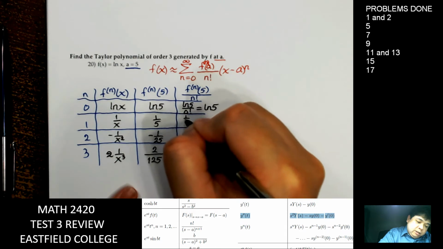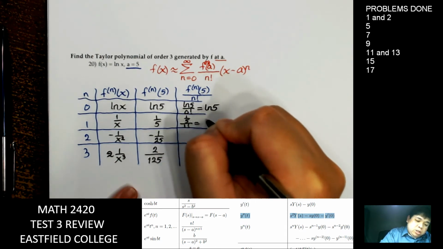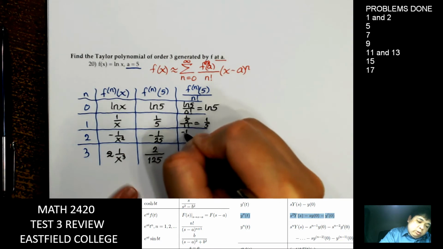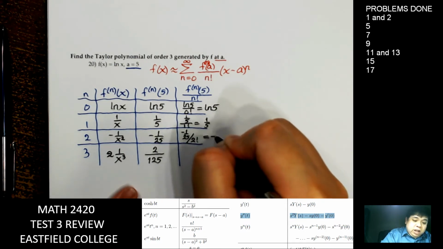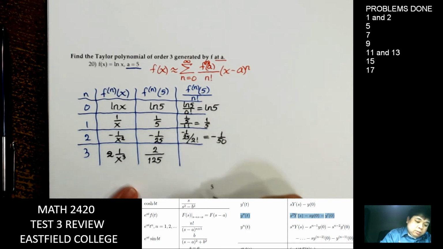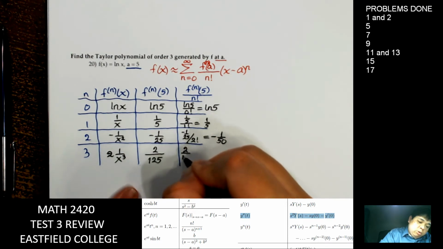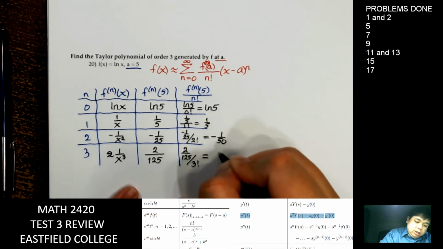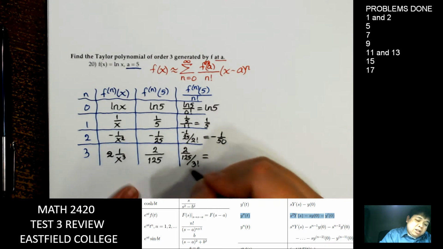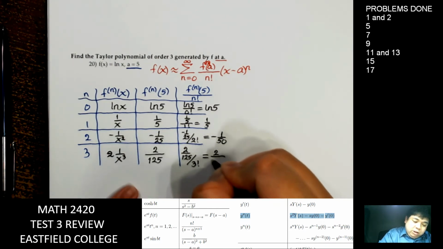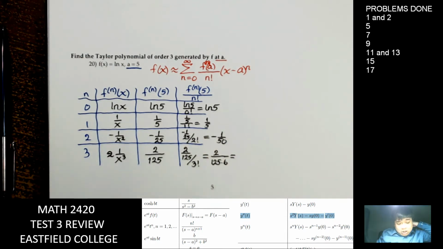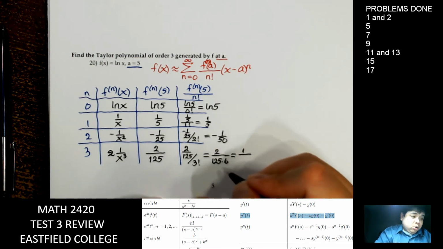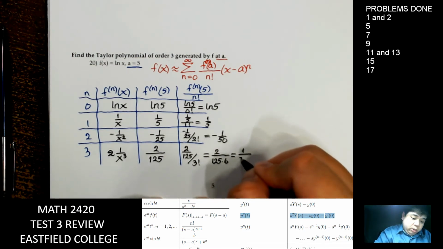1/5 divided by 1 factorial, so it's still 1/5. Negative 1 over 25 divided by 2 factorial, which is 2, so we have negative 1 over 50. And finally 2 over 125 divided by 3 factorial. The 2 and 6, let's just write that: 2 over 125 times 6. The 6 and the 2 cancel out, so it's just 1 over 125 times 3, so 375.